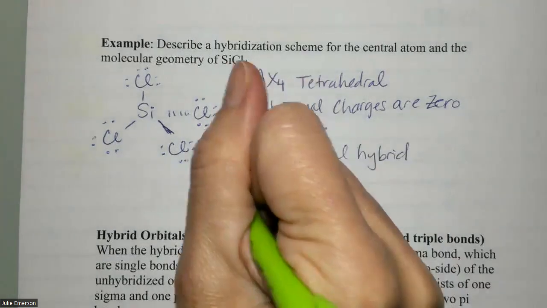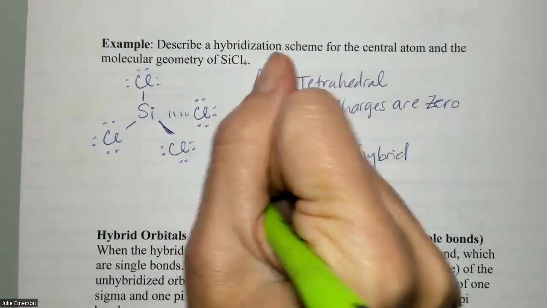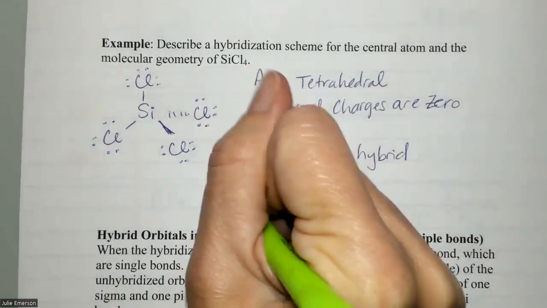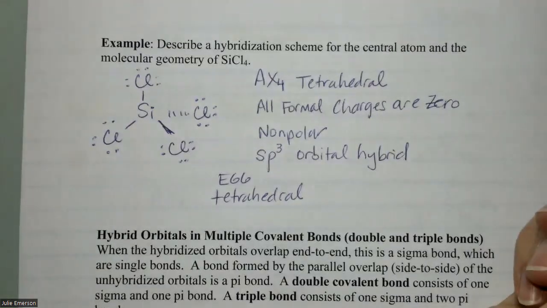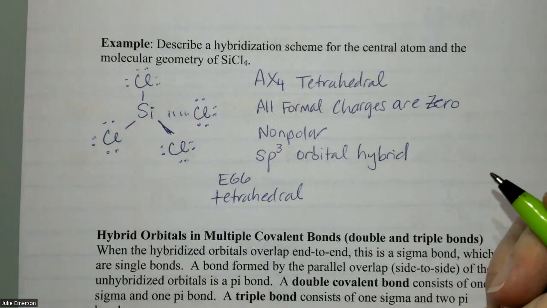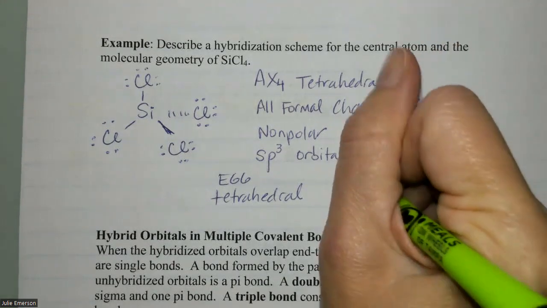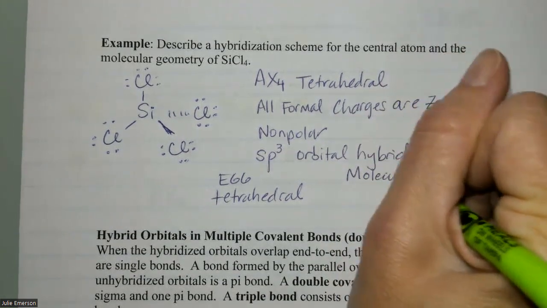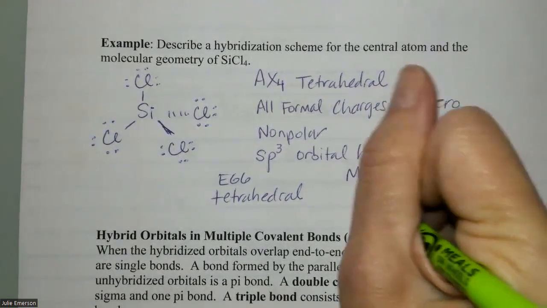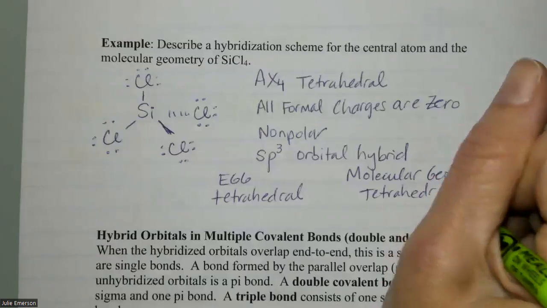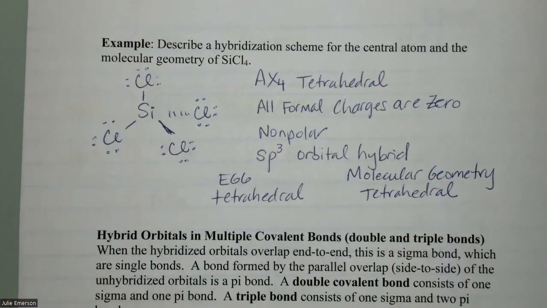Now, the electron group geometry, right? 4 total groups, tetrahedral. And what I was trying to say earlier, but I know there's a lot of information thrown at you, is when you don't have an E, no lone pair, the molecular shape or molecular geometry is the exact same as the electron group geometry. So in this case, both answers would be tetrahedral. It's only when you have a lone pair that the electron group geometry and the molecular geometry are no longer the same. Okay, so that would be silicon tetrachloride.